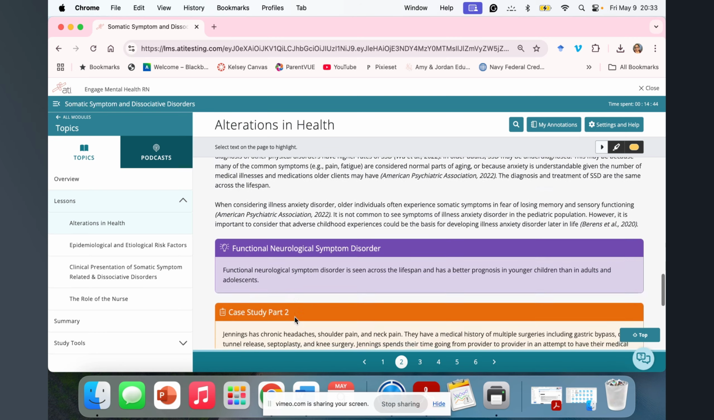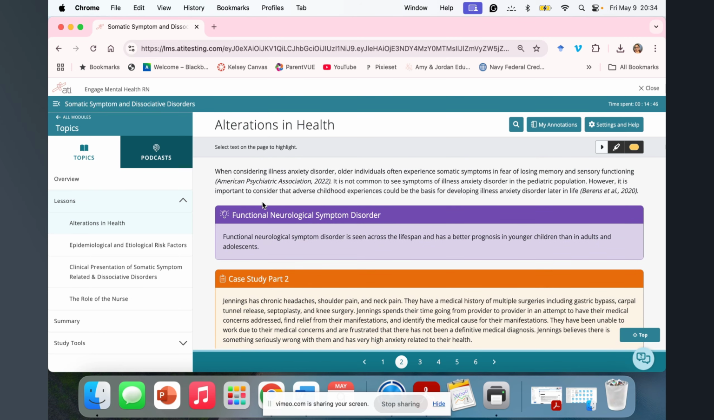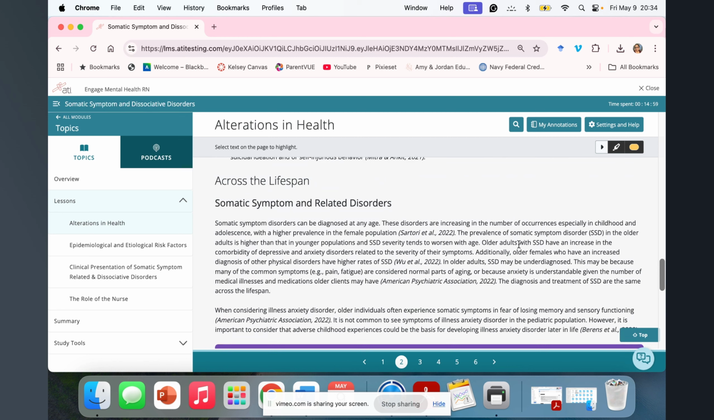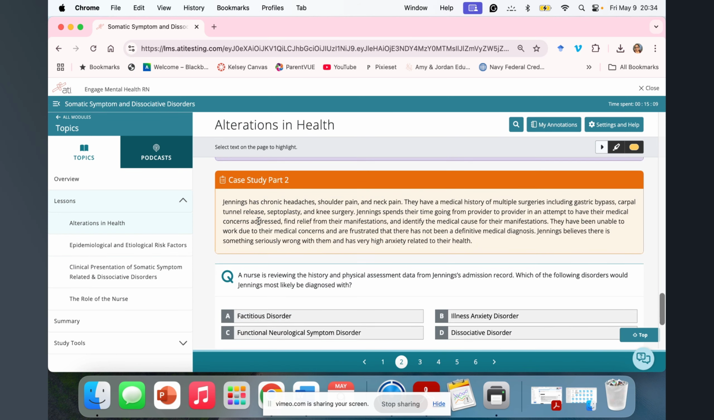Okay. So when we're talking about functional neurological symptom disorder, this is what we used to call conversion disorder. It's seen across the lifespan, has a better prognosis in younger children versus adults. Okay. In this little section right here, somatic symptom disorder, you can go ahead and read this on your own. It's essentially just the exact same thing that we talked about. All right, let's continue the case study.